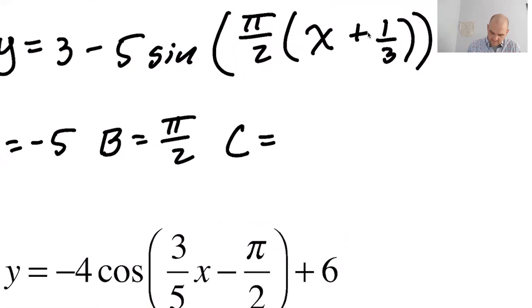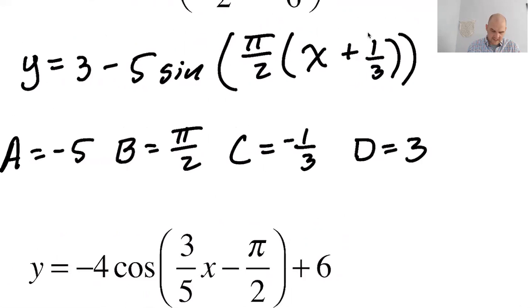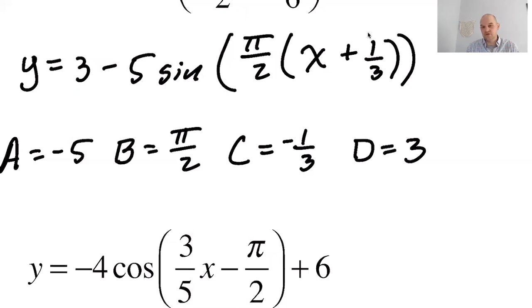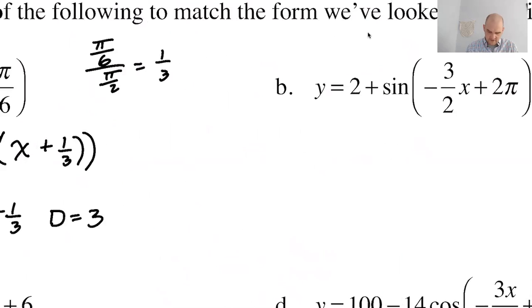So C is, it should be x minus C. So C is actually negative 1/3. So that's our shift. And then D is 3, and D is sitting in front because it's not ambiguous when it sits in front. So the sinusoidal axis would be 3, and then you can go up 5, down 5 because the amplitude is 5. So we know a lot. So that's what I would do there.